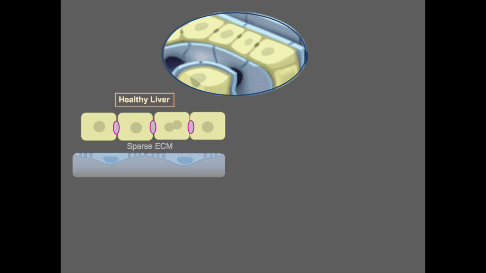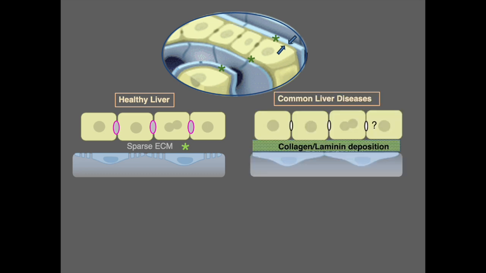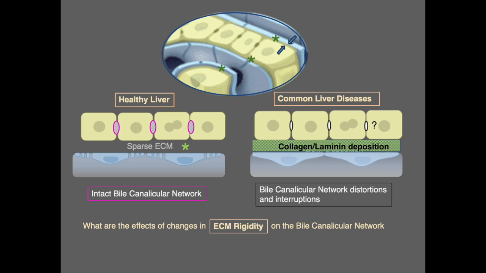The molecular exchange with the blood is facilitated by the lack of a basement membrane and the presence of only sparse extracellular matrix in the space between hepatocytes and blood vessels. In common liver diseases, however, this space becomes occluded by deposition of collagen and laminin, impeding the exchange between hepatocytes and the blood.